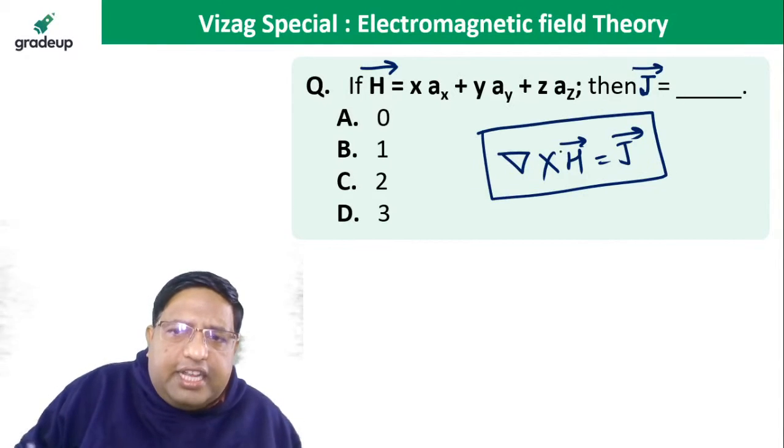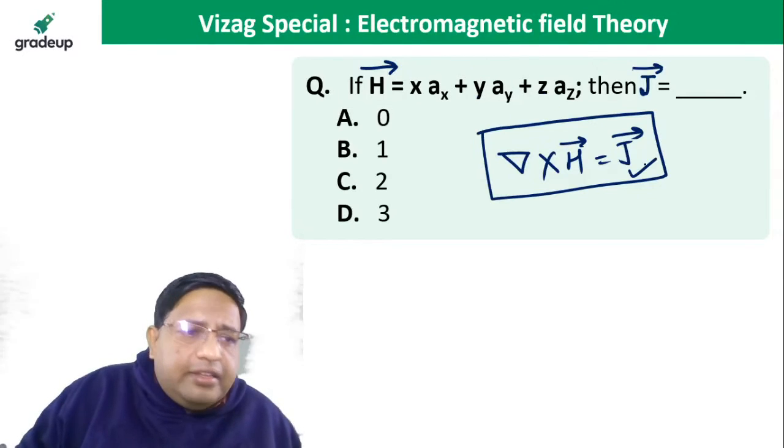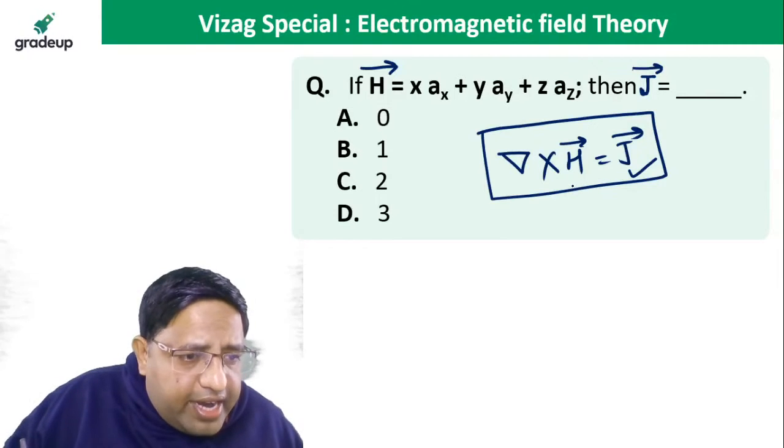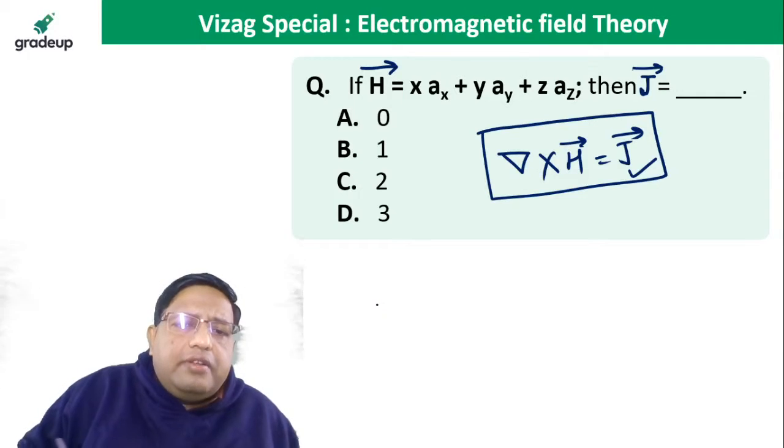Del cross H is the J vector. So you calculate the curl. If you calculate the curl of the H, you get the J. Very good Vanilla Raja. You have given the correct answer. Very good. Very easy question.